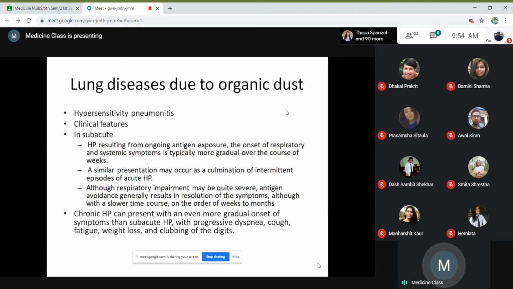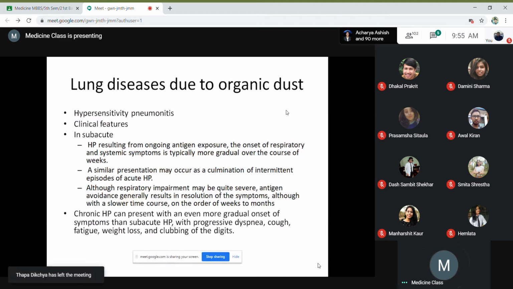A similar presentation may occur in intermittent episodes of acute hypersensitivity reaction. So if the patient is having repeated episodes of acute hypersensitivity reaction, we may get confused with subacute forms. Although respiratory impairment may be quite severe, antigen avoidance generally results in resolution of the symptoms, although with a slower time course. So with cessation of exposure to the antigen, symptoms may resolve, but it may take longer than in a patient with the acute form.